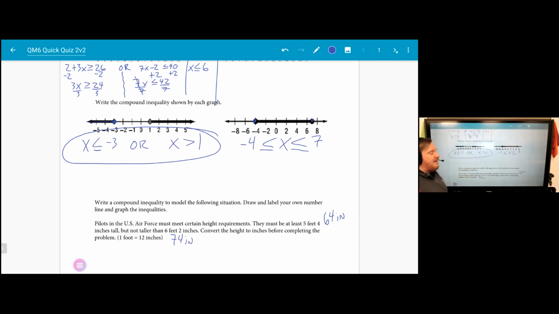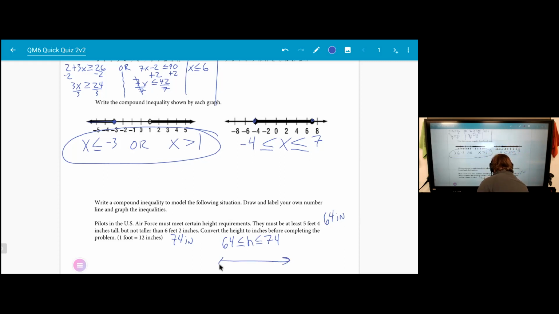In other words, they could be anywhere between 64 and 74. Here's the deal. Let's say you didn't think it included 64 and 74. As long as your graphs and inequalities match, you're all set. I'm going to call this an and. I'm going to say this is 64 is less than or equal to height, I'll call that h, which is less than or equal to 74. I'm going to make sure that my graph matches. I'm going to say my number line here.